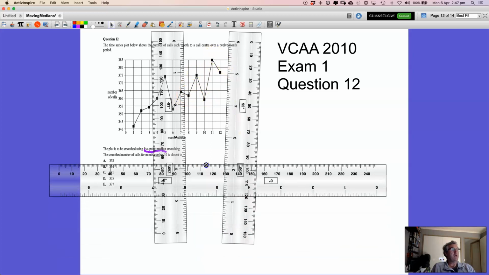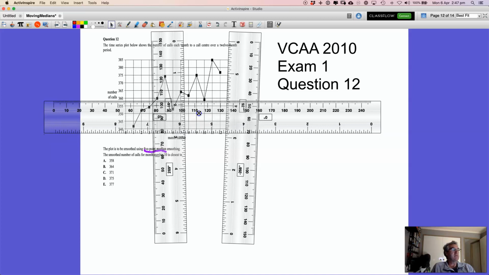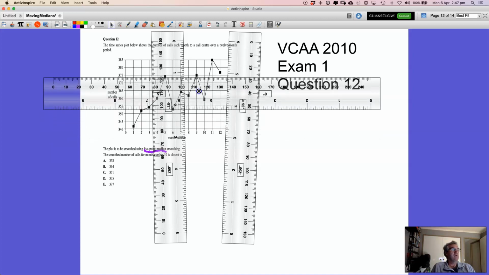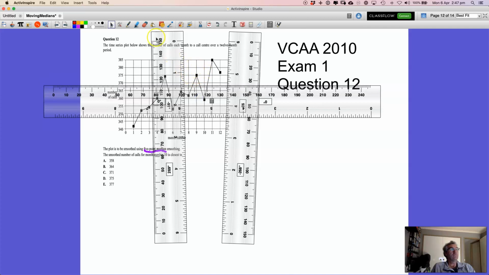I'm going to move my way up and stop when I get to the third point. 1, 2, 3. That there, right there, is the data point that I'm interested in. And that is equivalent to 375. So there you have it. 375.